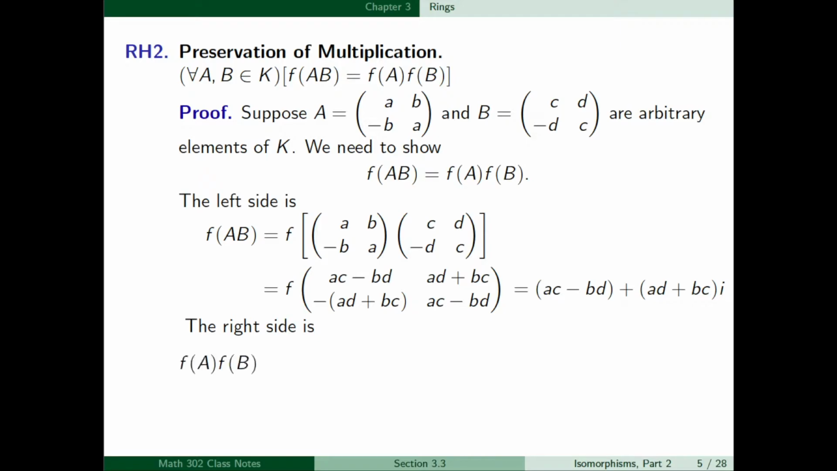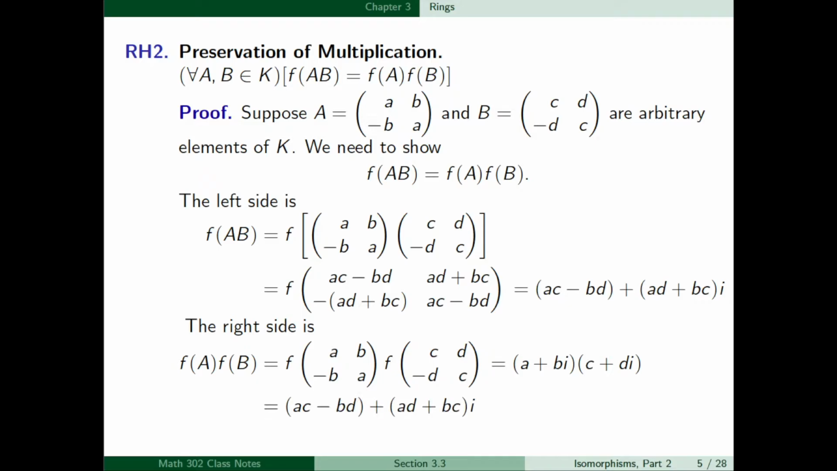Now the right side is f of A times f of B. So this is f of our first matrix times f of our second matrix. And f of the first matrix is a + bi, and f of the second matrix is c + di. So now we have the product of two complex numbers. And taking this product, we obtain ac - bd plus the quantity ad + bc times i. And we see that the two sides are equal, and therefore f satisfies RH2. So this shows that f is a homomorphism.